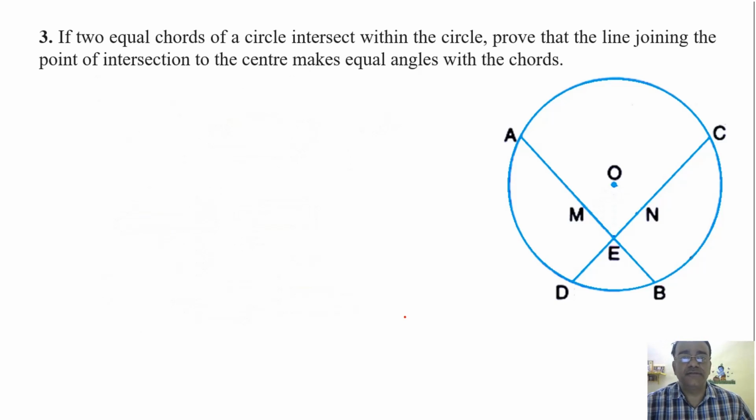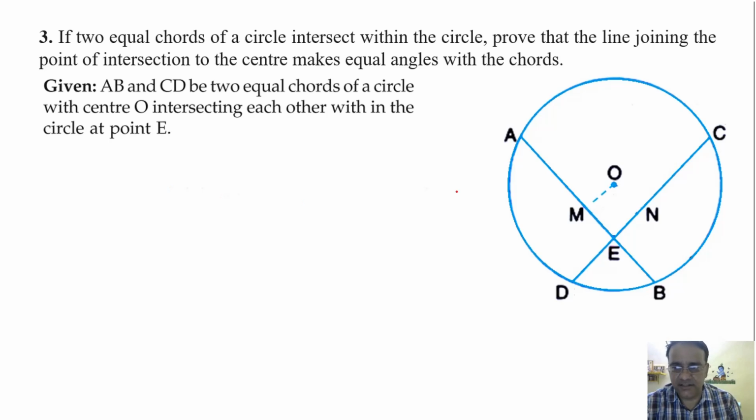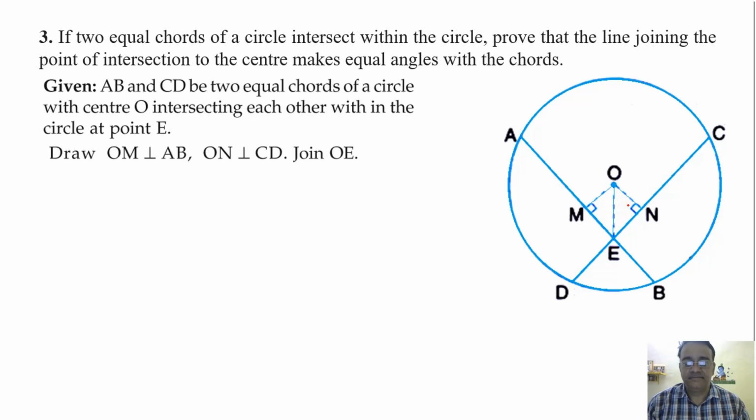If two chords of a circle intersect within the circle, prove that the line joining the point of intersection to the center makes equal angles with the chords. So everything will be same जो पिछले question में किए थे. Starting OM perpendicular to AB draw किए, ON perpendicular to CD draw किए and join OE. Right? So these are same. And here also we are going to prove these two triangles congruent.